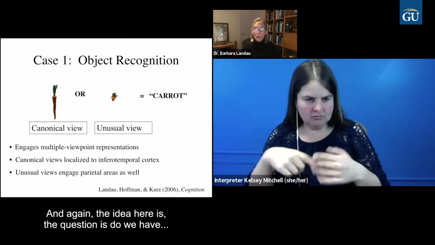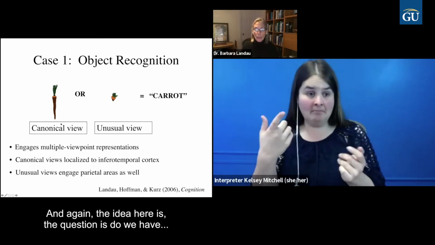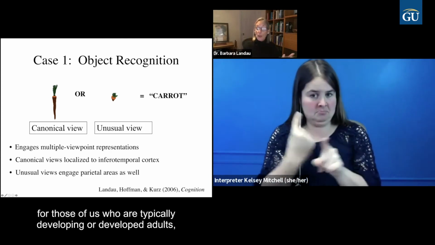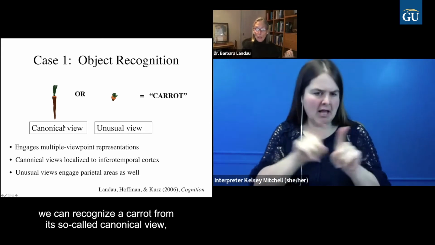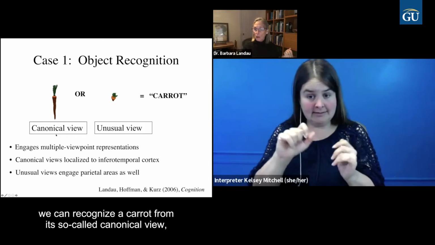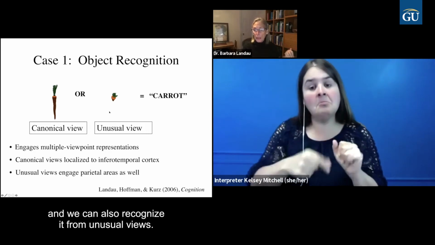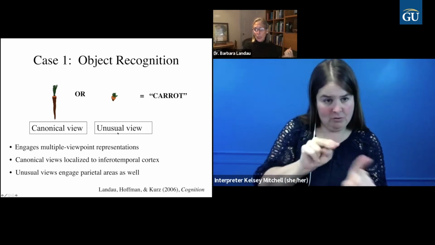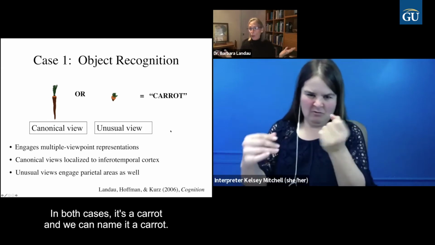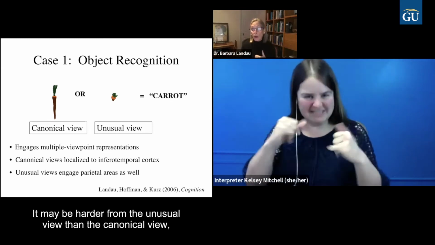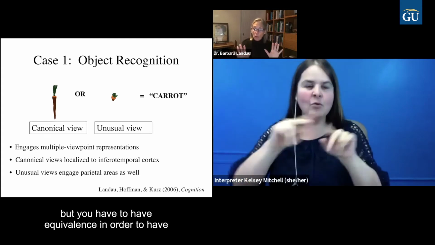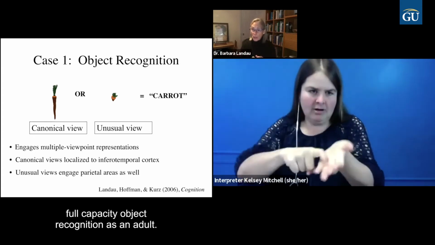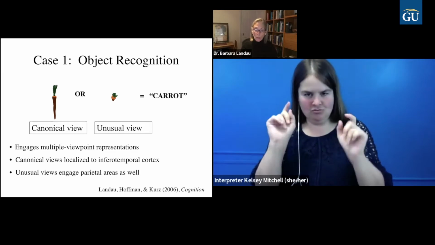And the question here is, for those of us who are typically developed adults, we can recognize a carrot from its so-called canonical view. And we can also recognize it from unusual views. In both cases, it's a carrot, and we can name it a carrot. It may be harder from the unusual view than the canonical view, but you have to have equivalence in order to have full capacity object recognition as an adult.